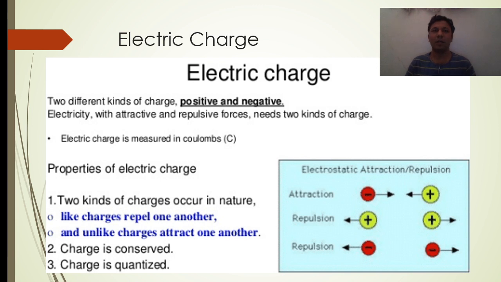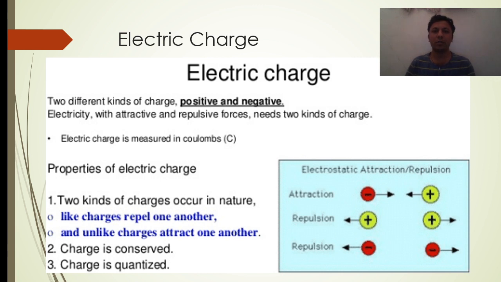To say it another way, two positive charges repel each other, two negative charges also repel each other, but one positive charge and one negative charge attract each other. These are the properties of electrical charge, like magnetic poles.